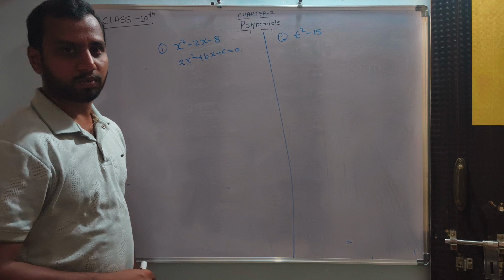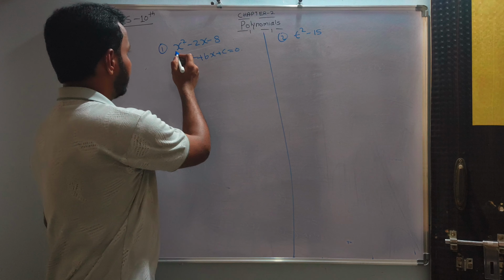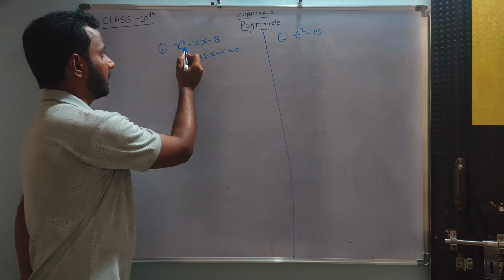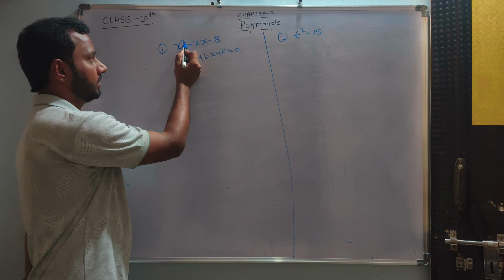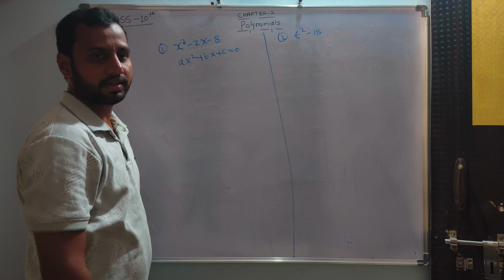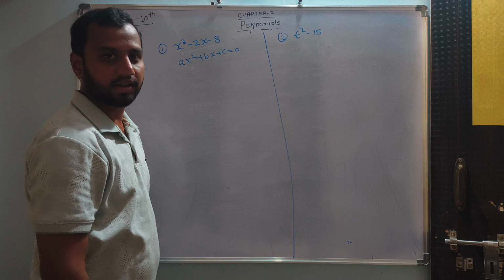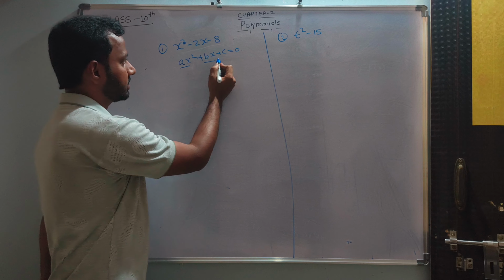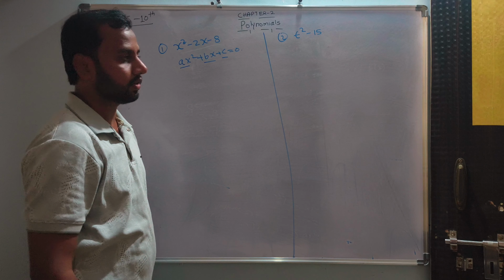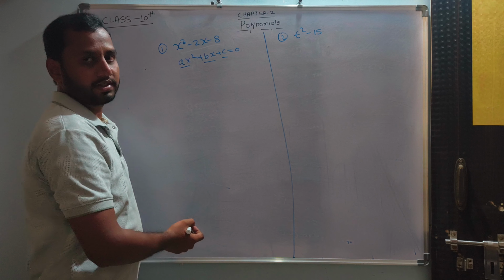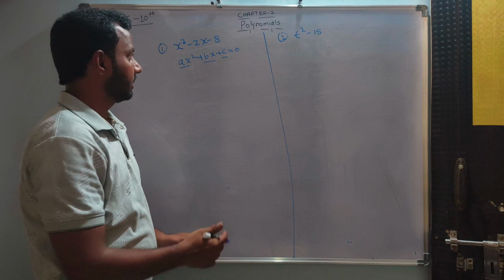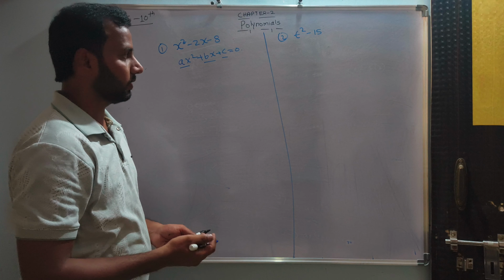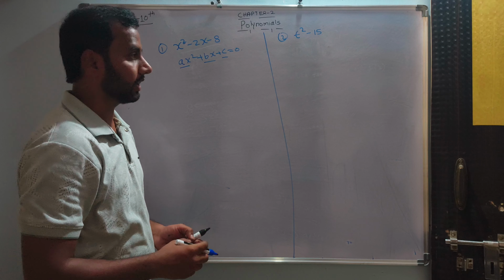Now exercise 2.2. What is this equation? Here what is the highest degree of the variable x? 2. Then I can say that the degree is 2, so it is a quadratic equation. The general form of a quadratic equation is ax square plus bx plus c equal to 0. How to find the value of x here and how many solutions will we get? If the degree is 2, then in the previous class I said the number of solutions will be 2. Let's check how many solutions we will get.